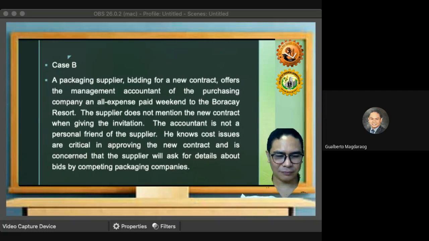Okay, sabihin sa'yo ng classmate mo, libreng lunch, sige mo lang sa akin yung sagot ng 1 to 5 sa quiz natin.